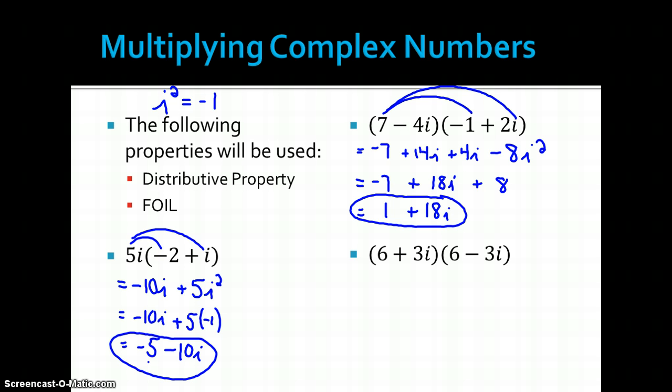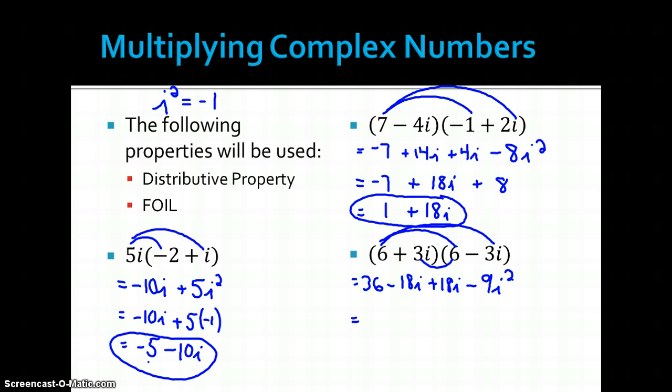This next one, hopefully you notice it's a special case. We have 6 plus 3i and 6 minus 3i. This will get a special name when we go over dividing. But again, we FOIL this. 6 times 6 is 36. 6 times -3i is -18i. 3i times 6 is plus 18i. And then positive 3i times -3i is minus 9i squared.